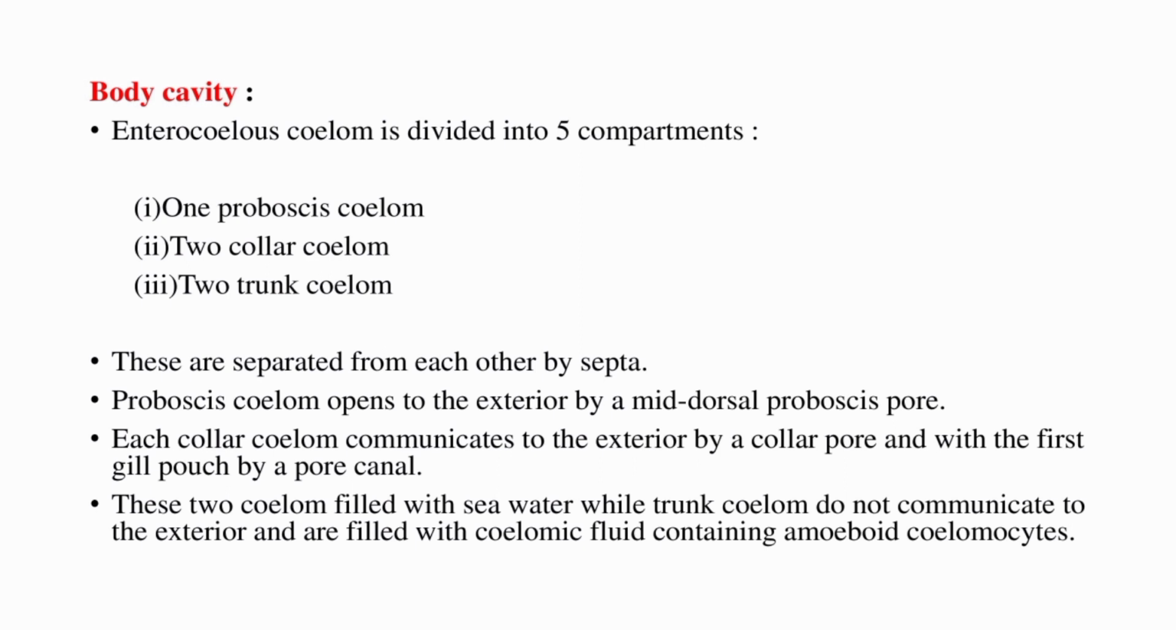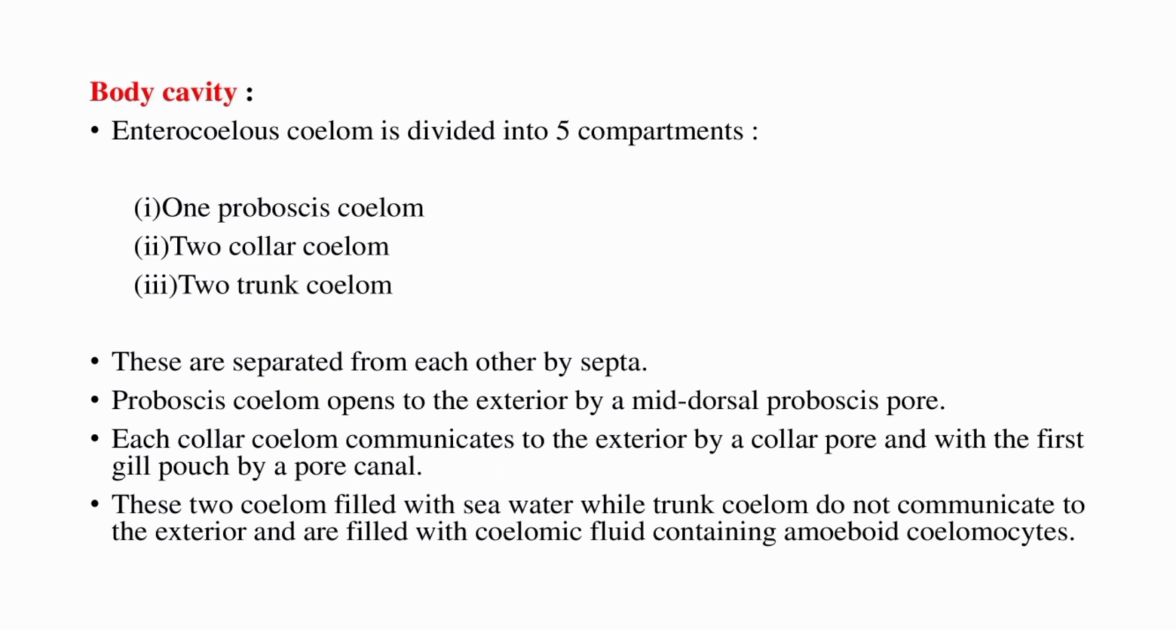Next we can see about the body cavity or coelom. Here coelom is enterocoelous type. Coelom is divided into 5 compartments. 1 proboscis coelom, 2 collar coelom and 2 trunk coelom are found over here. These coeloms are separated from each other by septa.